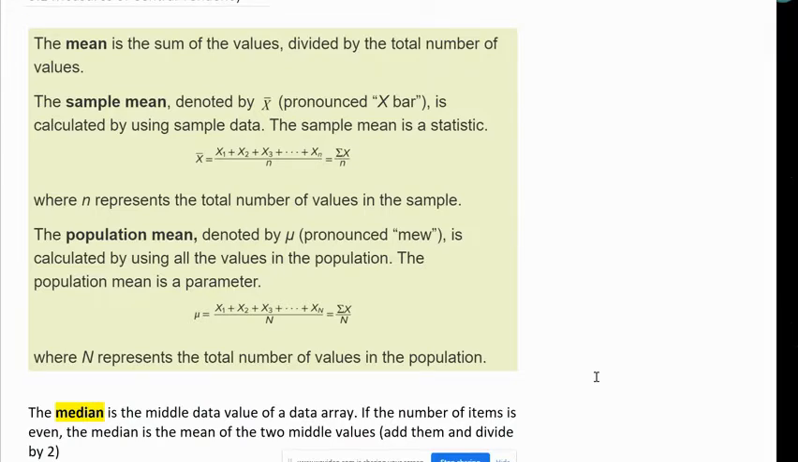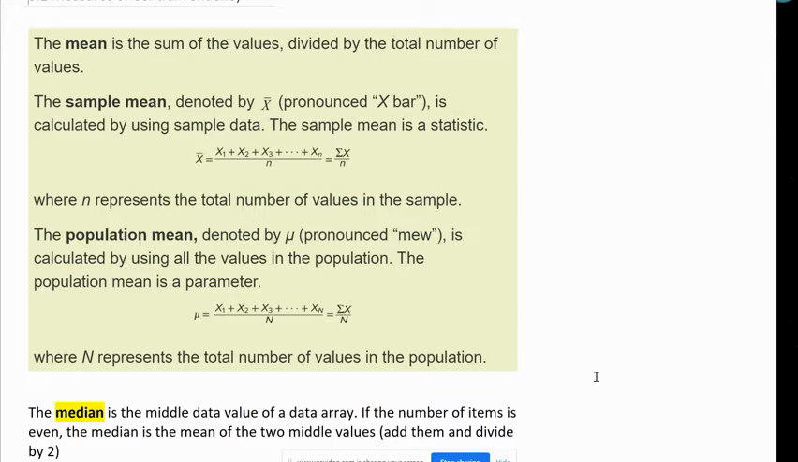And so 3.1 is on measures of central tendency, which is the mean, median, and mode. These are terms that you may have seen before, possibly in a high school class. Mean is just the average, so it's the sum of all the values divided by the total number of values.